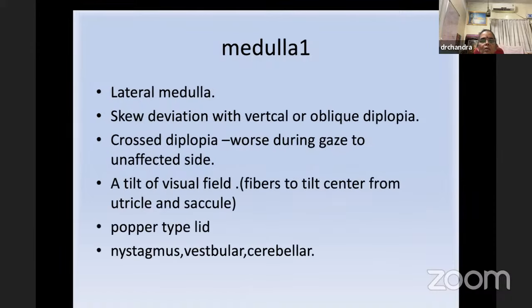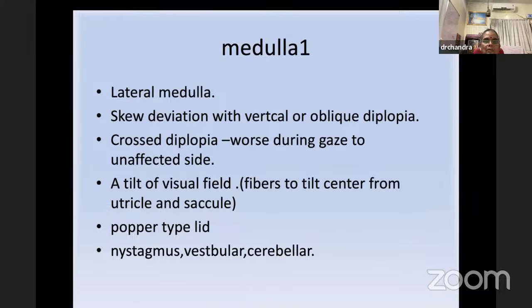Then medulla: you have got lateral medulla and you have got medial medulla. So lateral medulla: skew deviation with vertical or oblique diplopia and ipsilateral eye down. And crossed diplopia, which worsens during gaze to the unaffected side. And a tilt of the visual field due to tilt from the utricle and saccule. So the environment will appear tilted, as if the building is going to collapse. The patient will be very frightened because the fibers from the utricle and saccule to the vestibular nucleus give wrong sensation. The environment becomes tilted.